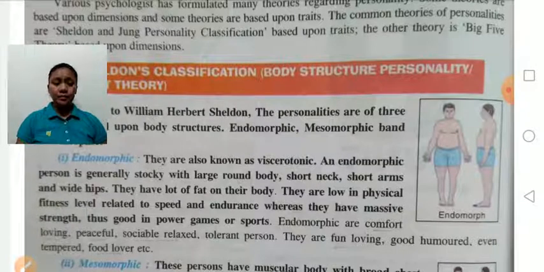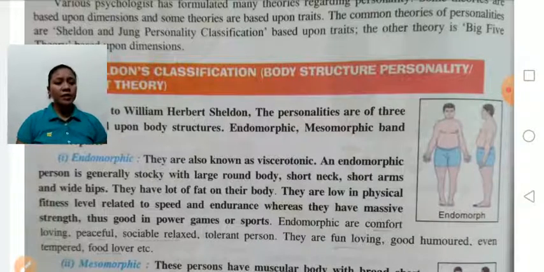These persons have a large round body, mainly pear shaped. They have a short neck, short arms and wide hips. They have a lot of fat in their body, and they are low in physical fitness. They are not good in physical activity. They have less speed and endurance, but they have more power. Endomorphic persons have good strength, so they are usually in weightlifting.